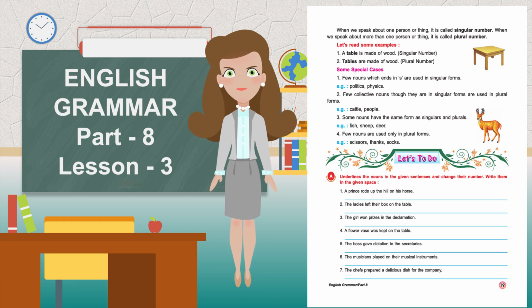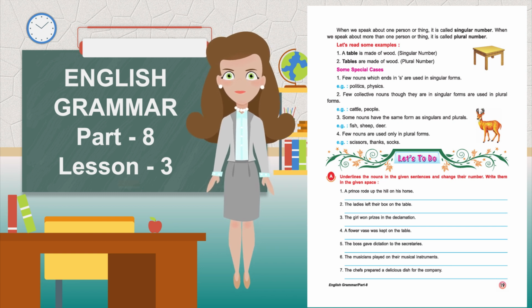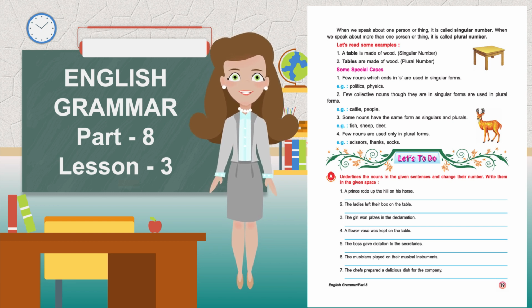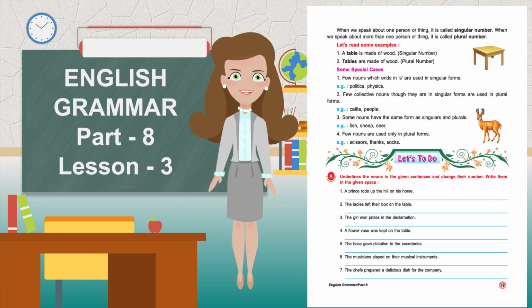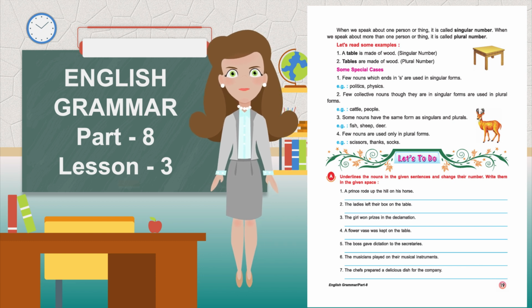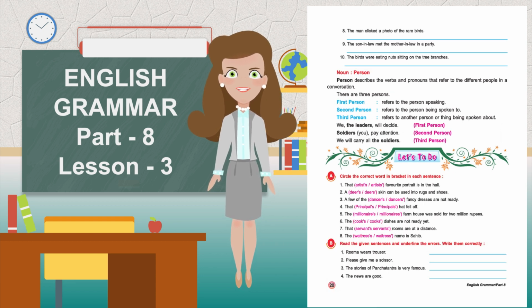Example, cattle, people. Some nouns have the same form as singulars and plurals. Example, fish, sheep, deer. A few nouns are used only in plural forms. Scissors, thanks, socks.